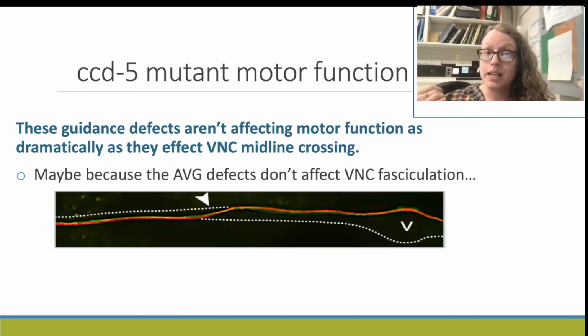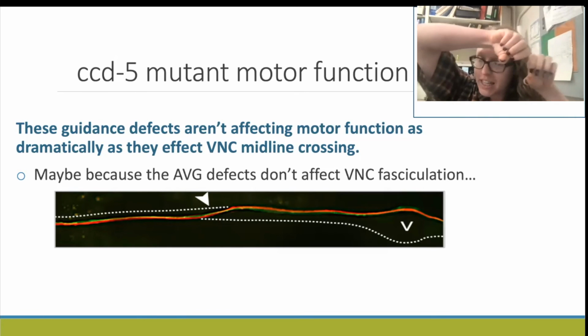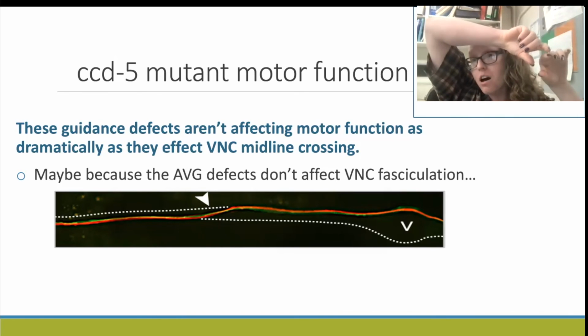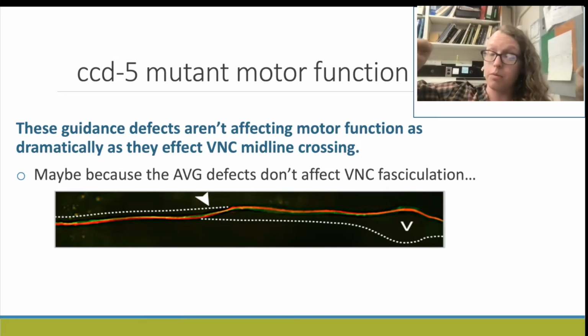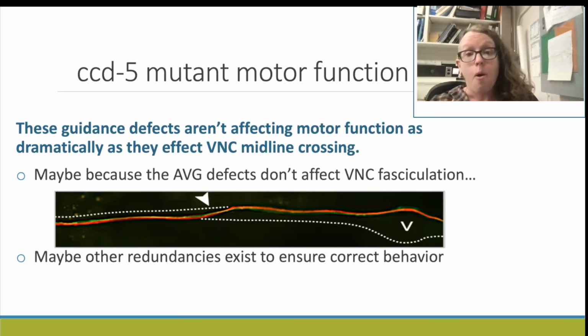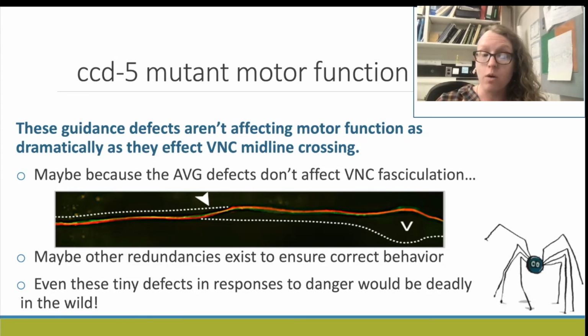Maybe this is because AVG defects don't affect ventral nerve cord fasciculation. Even though the AVG crosses the midline and all of the others are crossing the midline to follow it, that fasciculation is intact, so all of those en passant synapses can still form and the motor system isn't affected. Or maybe other redundancies exist to ensure correct behavior. Or my favorite one, even these tiny defects are dramatic.